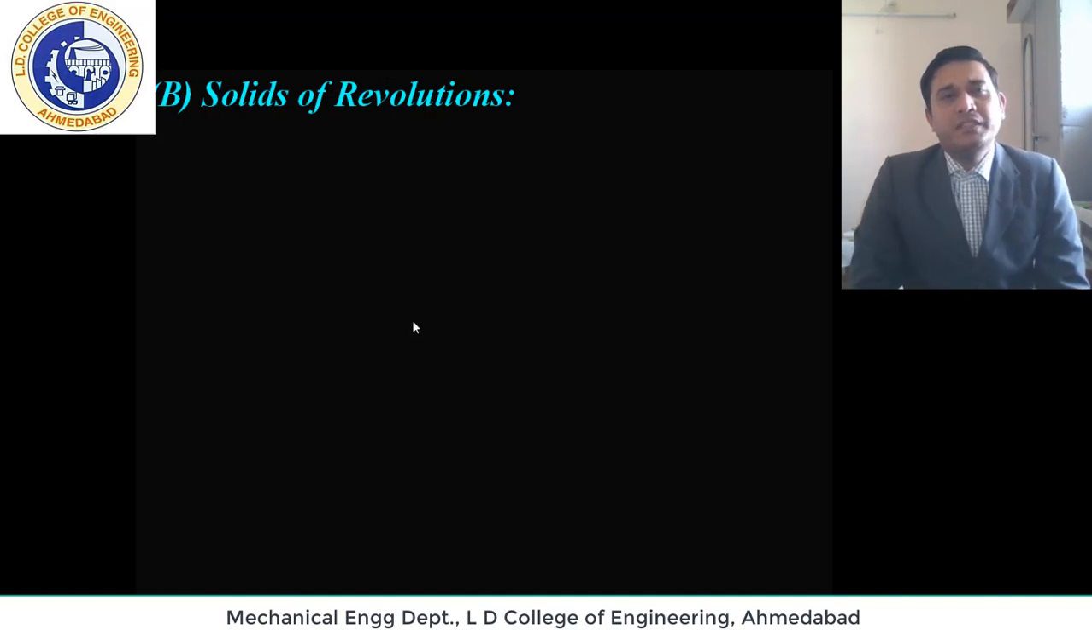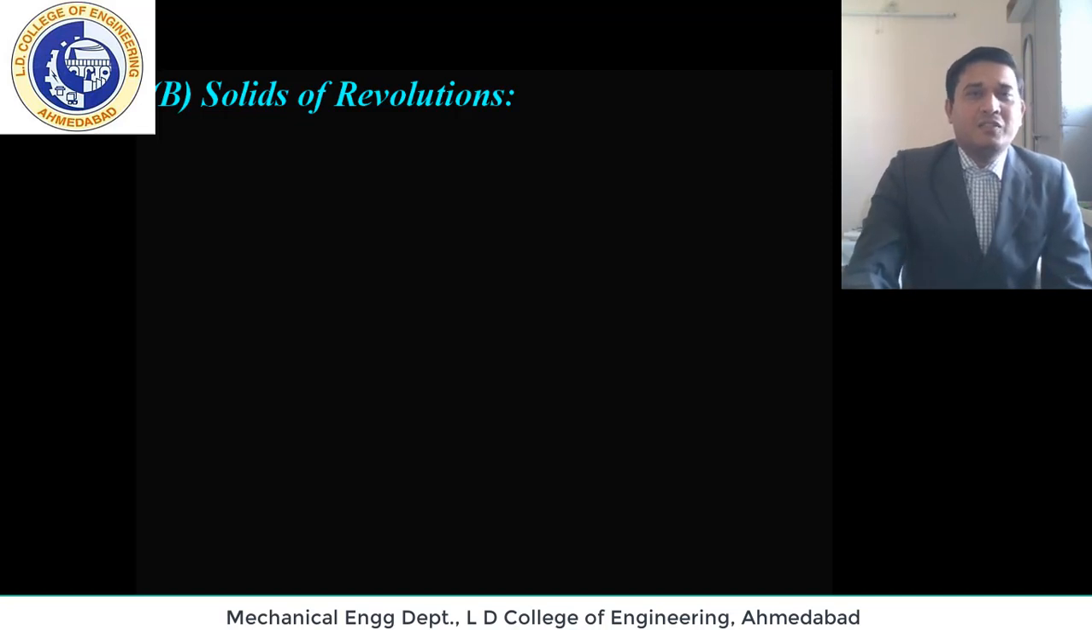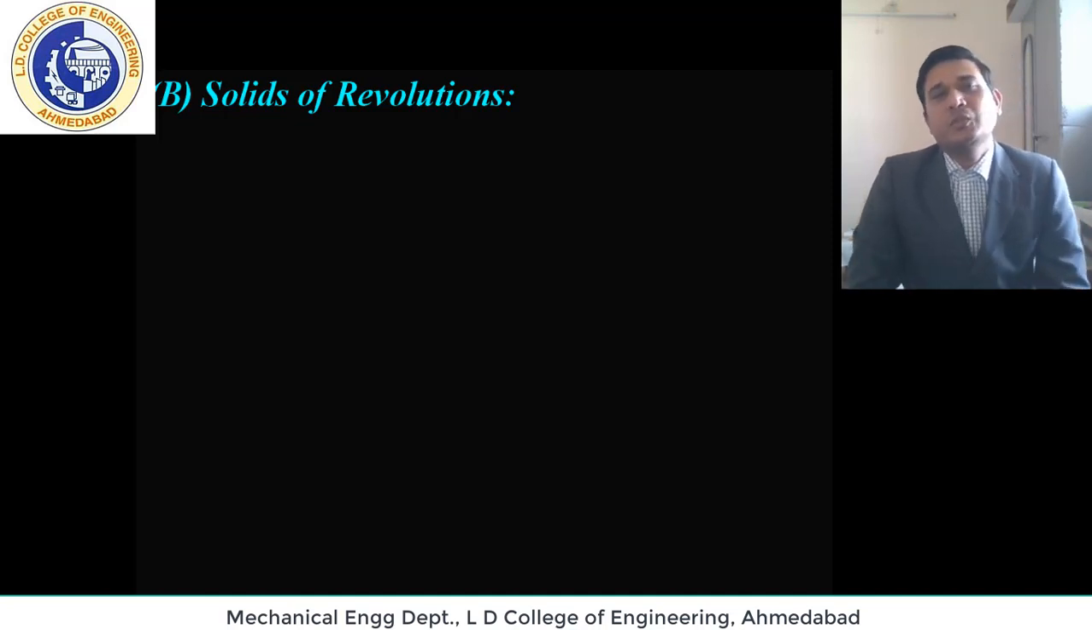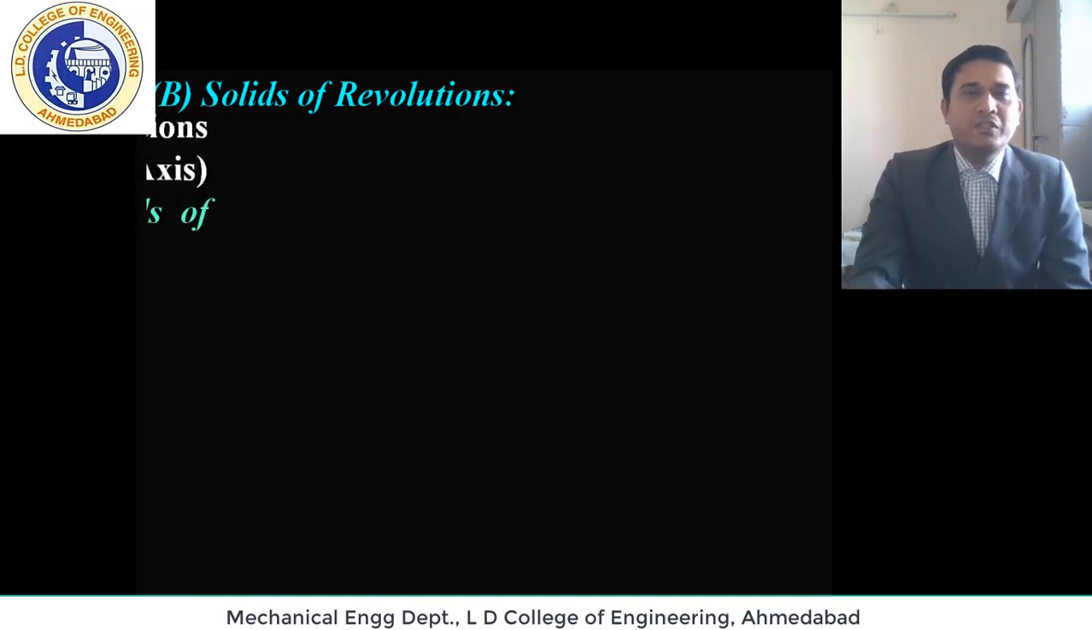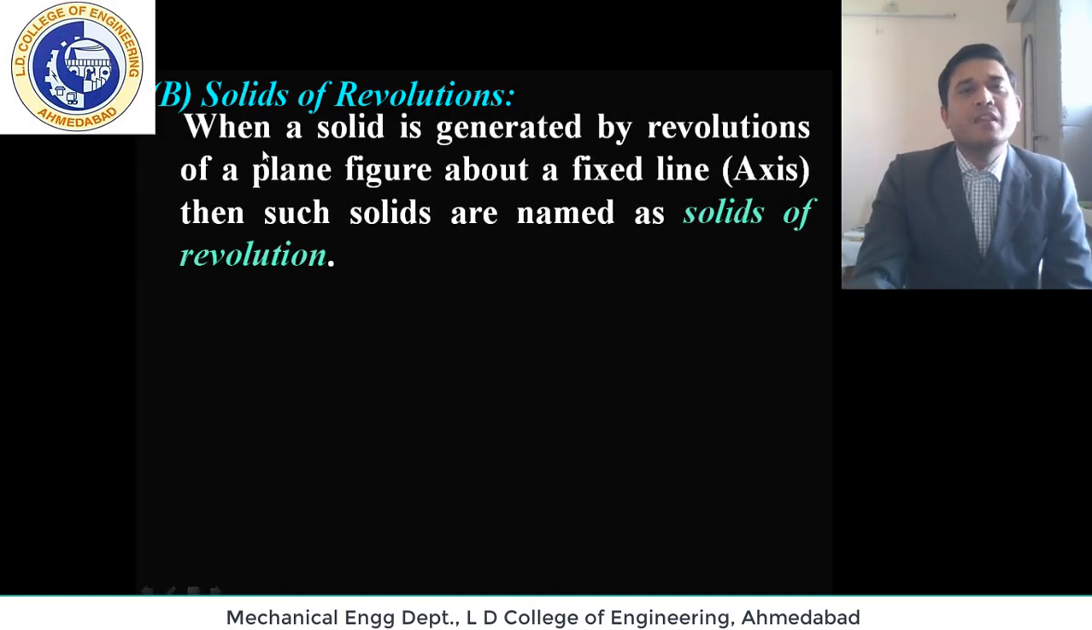so now we will discuss the next category of solids. It is the solids of revolution. So friends, why is it called the solids of revolution? Because these kinds of solids are generated when we revolve a single geometry. That is why it's known as a solid of revolution. So let's discuss it here.